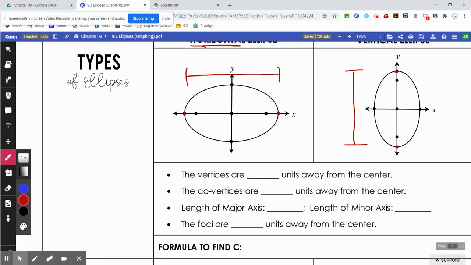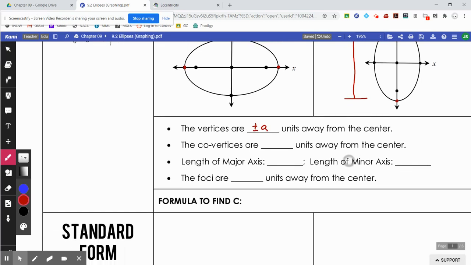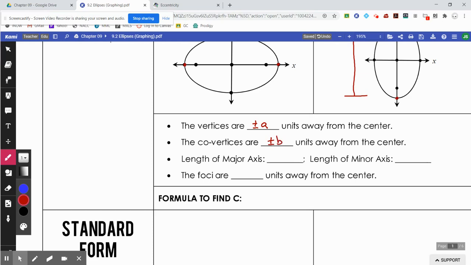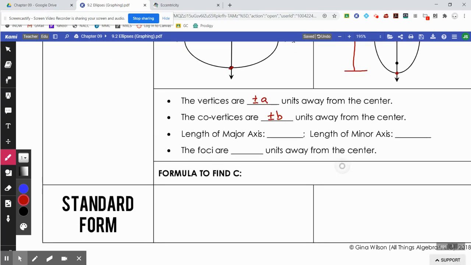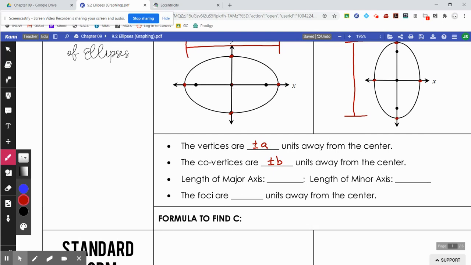The vertices are a distance of plus and minus a units away, and we'll talk about that more in just a second. The co-vertices are plus and minus b units away from the center, and you see the co-vertices are located here and here. The length of the major axis, therefore, if the distance from here to here is a, then the entire major axis will have a length of 2a. The entire minor axis will have a length of 2b for the same reason. The foci are positive, negative c units away. So this is a focus, this is a focus. Those are the two foci, and these are two also foci.